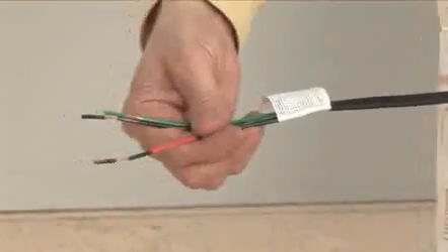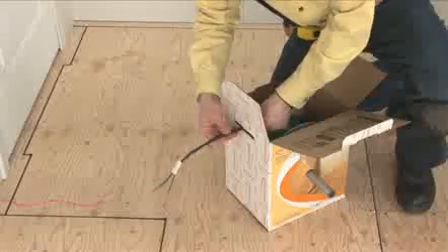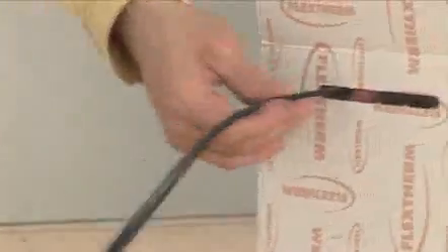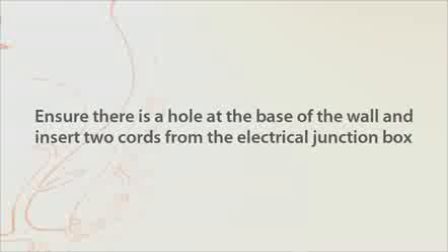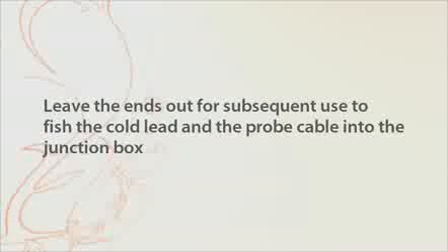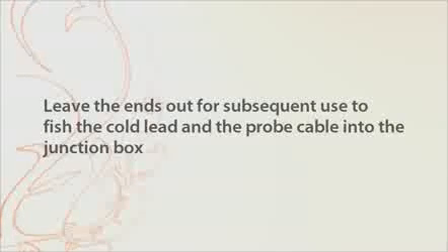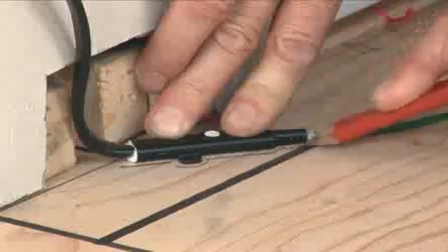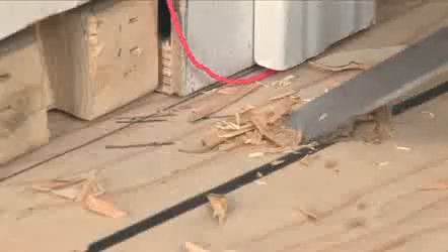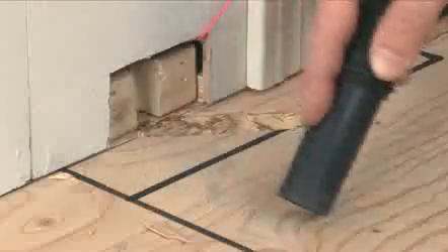Note that the first section of the green cable surface is thicker and is 3 meters or 10 feet long. This is the cold lead that connects to the electrical box. Ensure there is a hole at the base of the wall and insert 2 cords from the electrical junction box. Leave the ends out for subsequent use to fish the cold lead and the probe cable into the junction box. Make a groove on the floor to glue the mechanical joint. For proper connection, the joint must be installed on the floor within 3 meters or 10 feet of the electrical box. Clean up all debris.